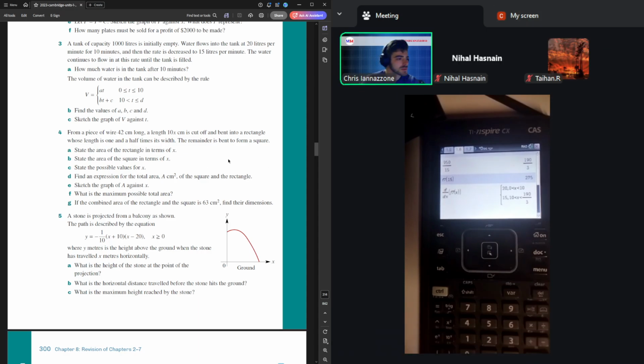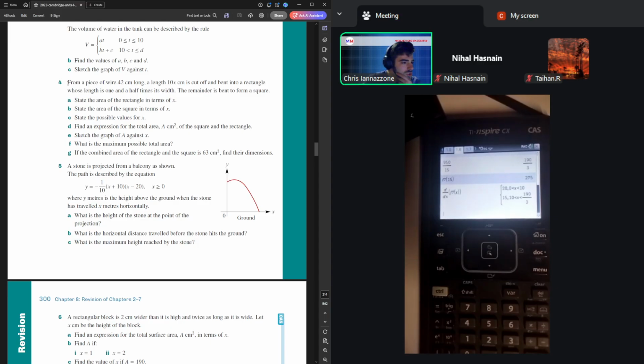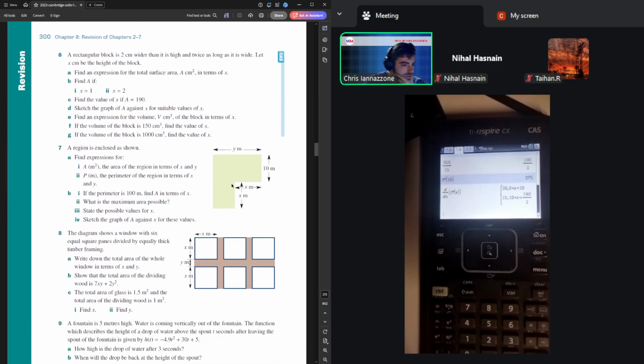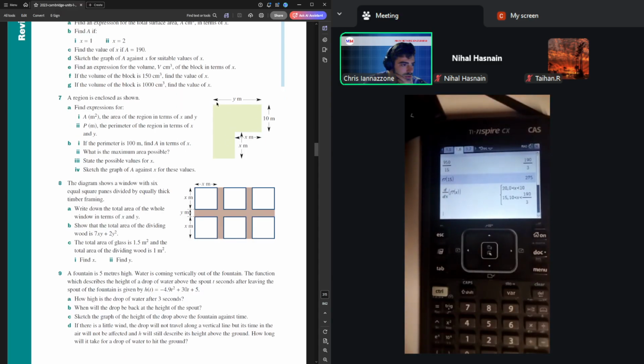Let's see if there's anything that I should show. This one is very standard, right? You got this whole maximizing the area of a box and the whole sequence of stuff like that. We've done that to death. Height, horizontal distance, max height. That should be all right. More rectangles and maximizing areas and volumes.